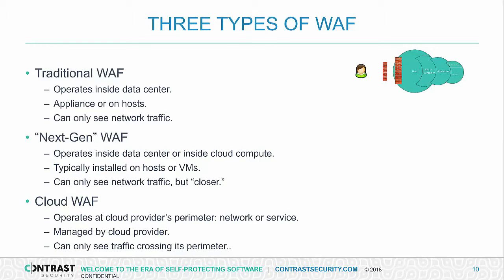It's still network traffic. And the last one that's popped up over the last couple of years is a cloud WAF, which is operated by the individual cloud provider using their knowledge of the perimeter that they operate as a network service for themselves, so they can see information that crosses the border to their cloud, either coming in or going out or going between different cloud services.